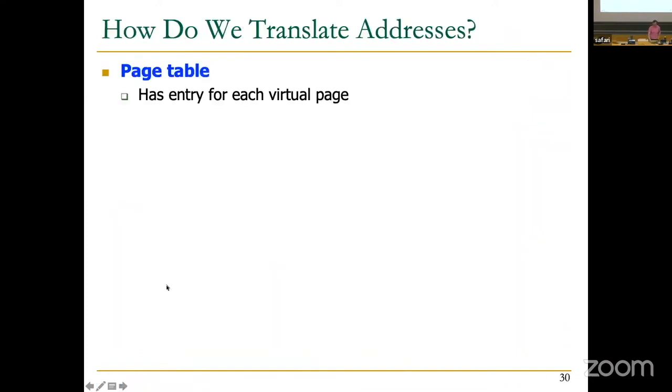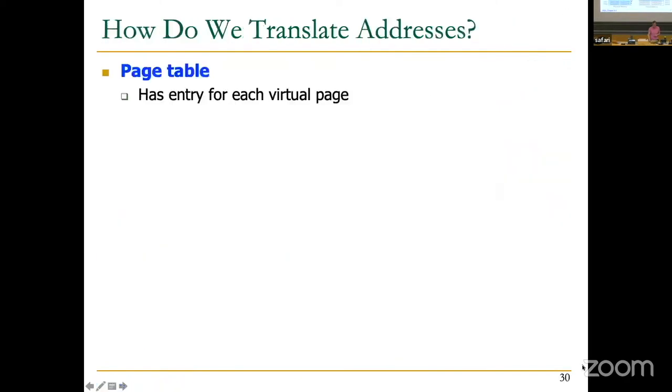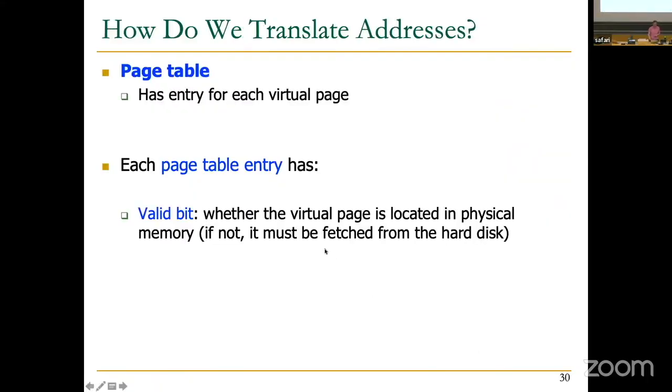Okay, so essentially, how do we translate addresses? Page table has an entry for each virtual page. So for every possible virtual page number, you need to have an entry. And each page table entry has a valid bit. This valid bit says if the virtual page is located in physical memory. Basically, if it's 1, the virtual page is actually located in physical memory. Otherwise, it's somewhere else.